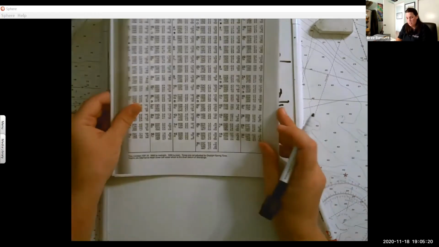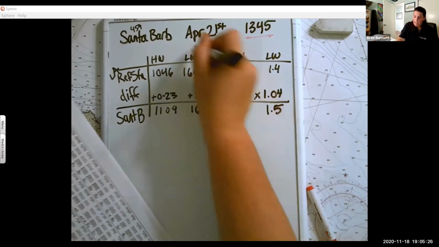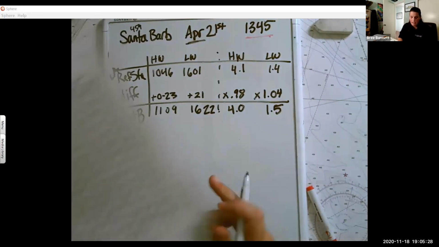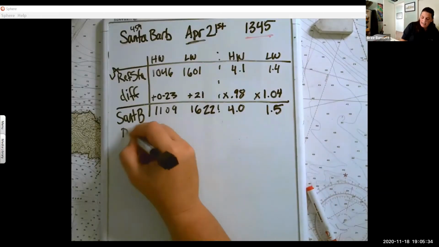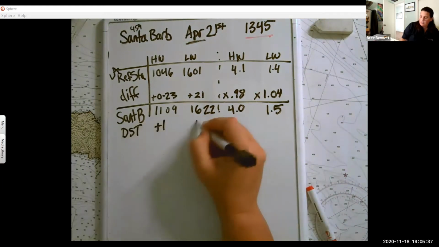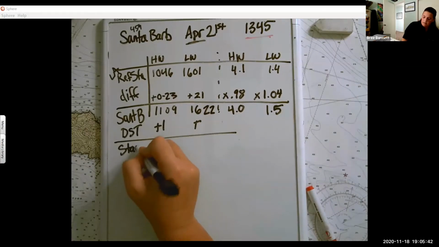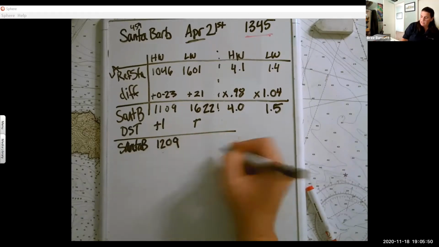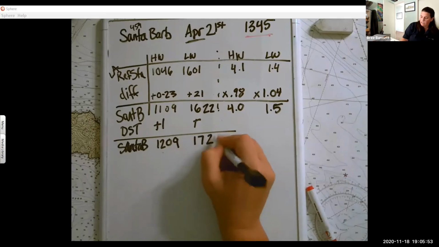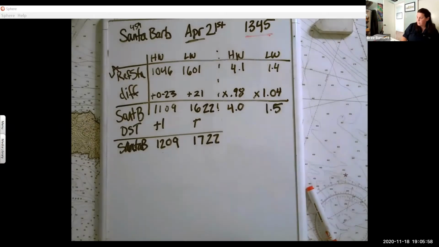I'm also noting that it is daylight savings time in April, and this is on our Pacific Standard Time. So we need to add that hour to our times to get what's happening in Santa Barbara. So we have 1209 and 1722, and then those heights are the same, unchanged.